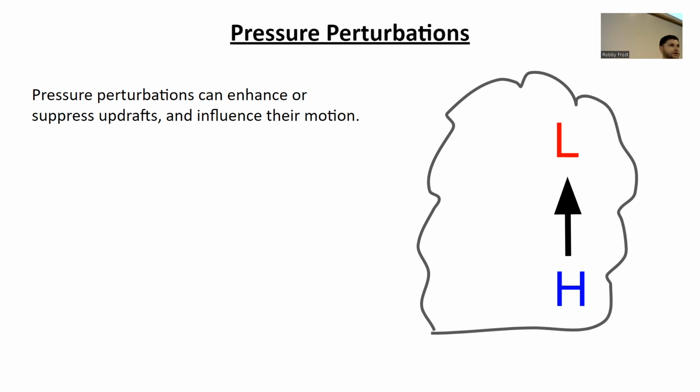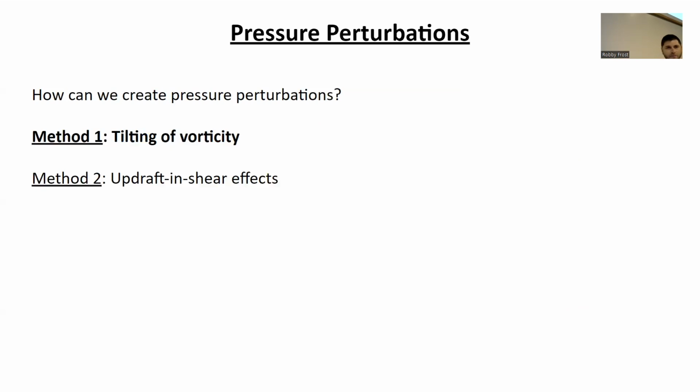And these gradients are always going to point from high to low. No surprise there, similar to everything else. So we're going to talk about two methods to generate pressure perturbations. This part one is going to talk about method one, tilting of vorticity into the vertical. And then we'll get into method two, which is updraft and shear effects. Both of these combined essentially describe supercell dynamics.